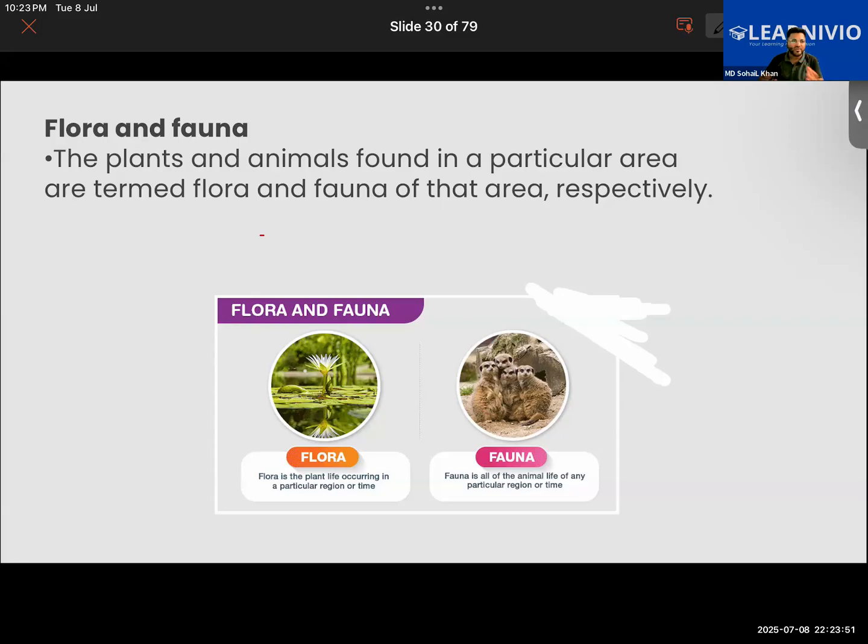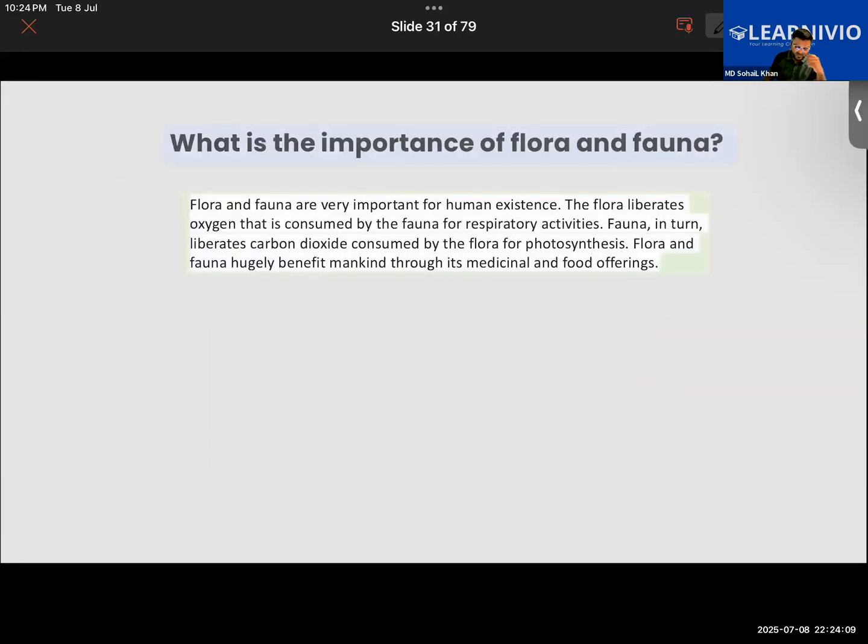And generally, two different habitats will have different flora and fauna. Like an aquatic habitat will have a different type of flora and fauna in comparison to forest areas, tropical rainforest or deciduous forest or the grasslands, etc. Again, the question is the same question which we have discussed in the beginning: what is the importance of flora and fauna? Or in simple words, the importance of plants and animals. Mustafa, you read the given paragraph from here.